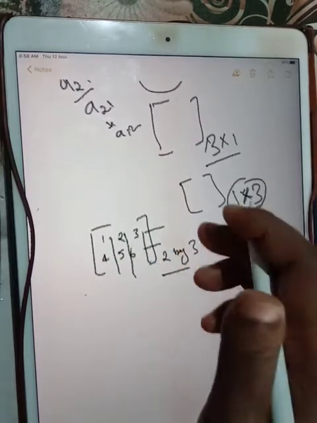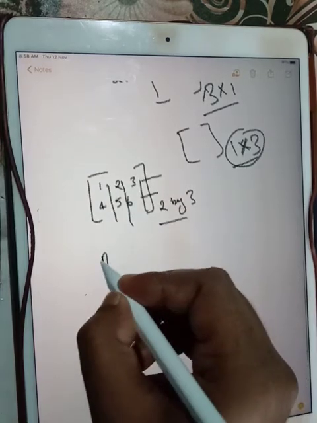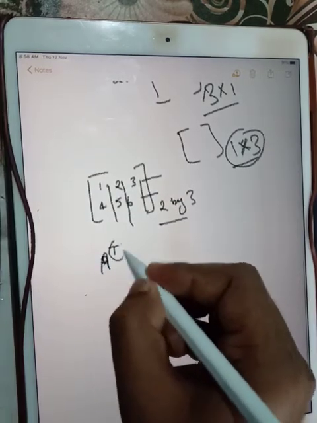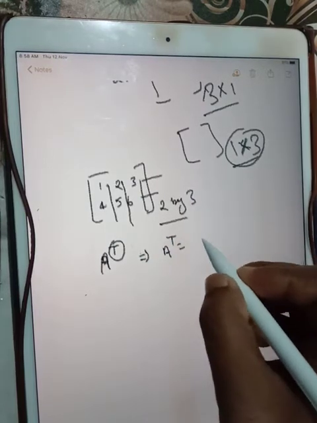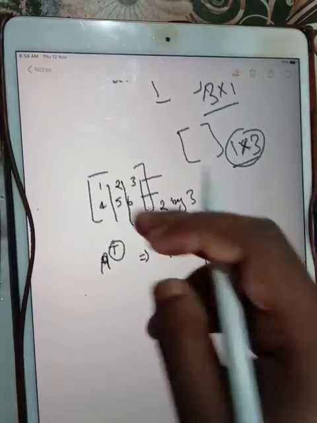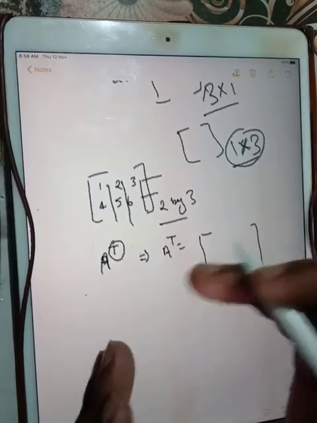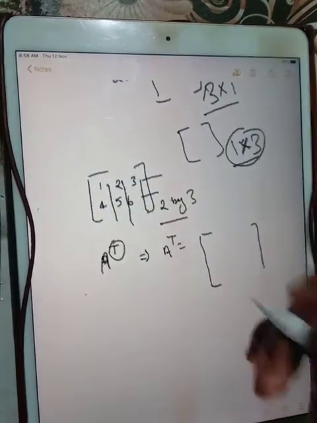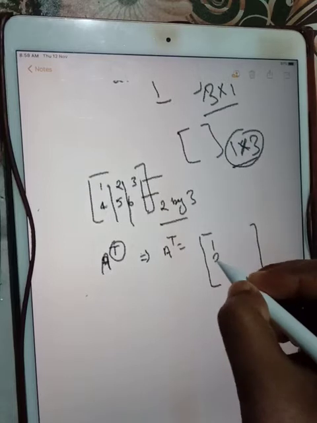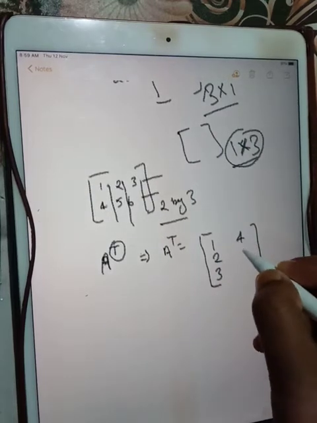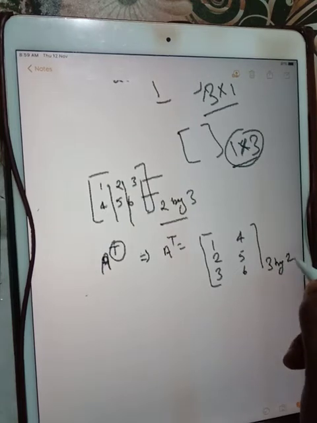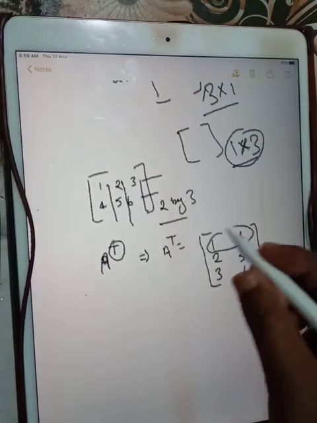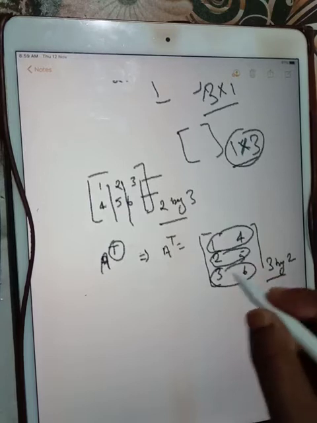Okay, now taking transpose, this is the sign of transpose, A transpose. Then A transpose equals, what we have to do, in A transpose we have to make the rows of A as columns, that is 1 2 3 and 4 5 6. Now what is the order of this matrix? 3 by 2. Okay, because it has 1 2 and 3 rows.